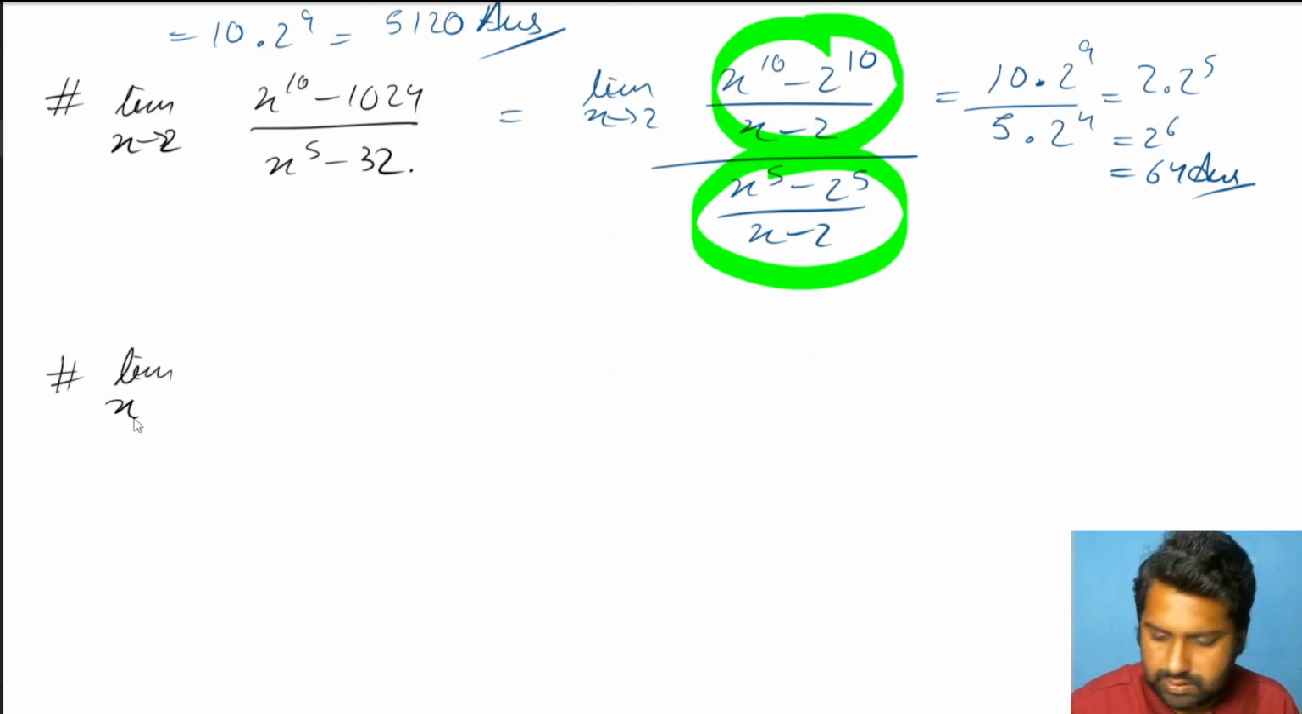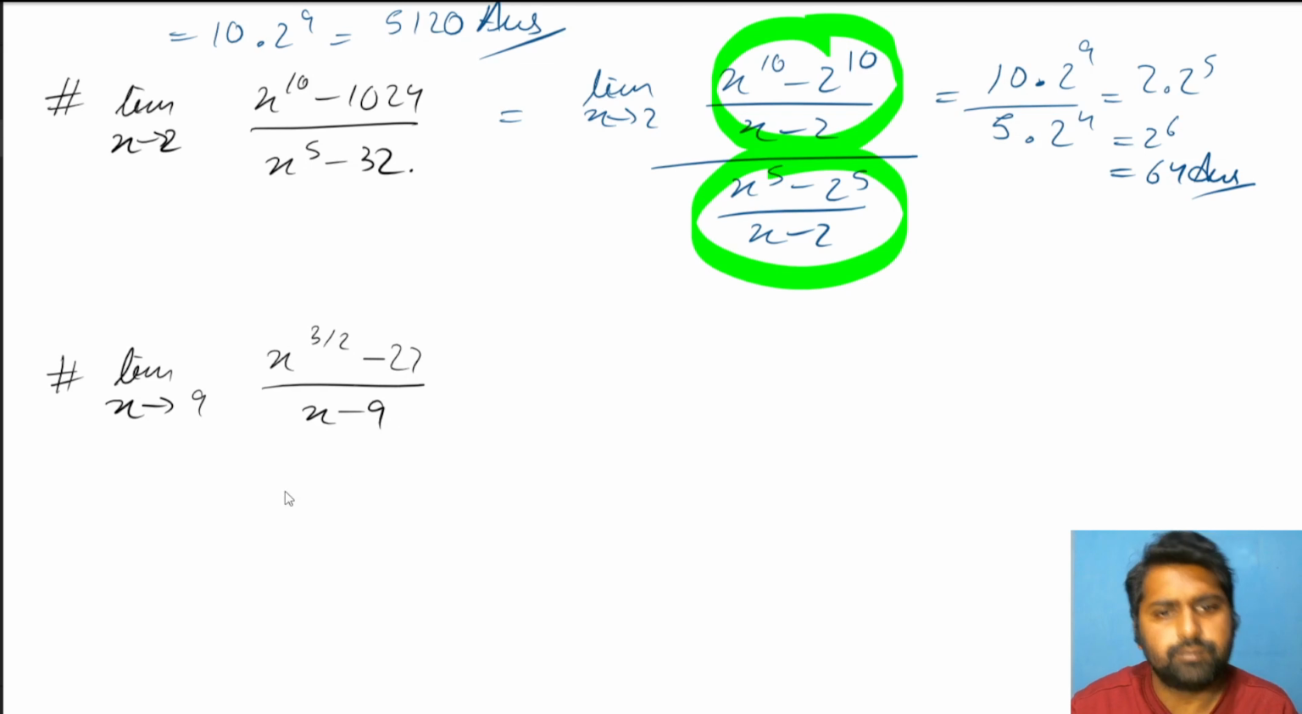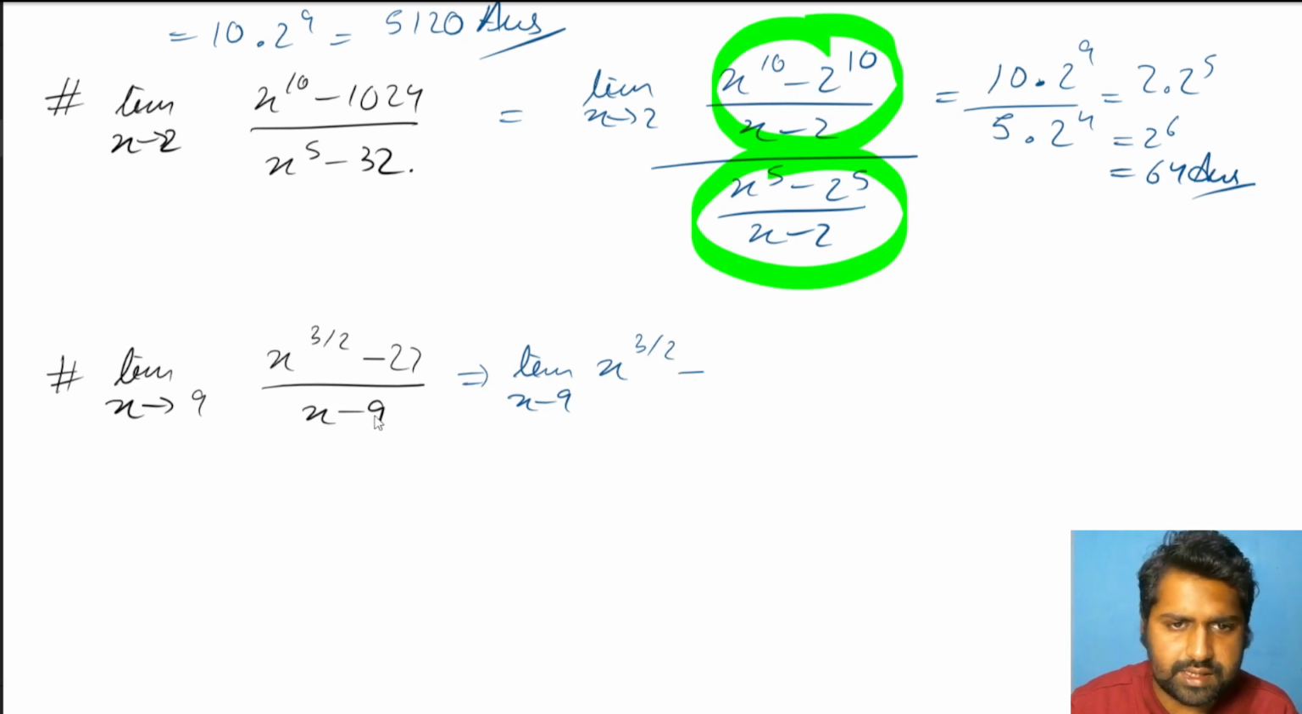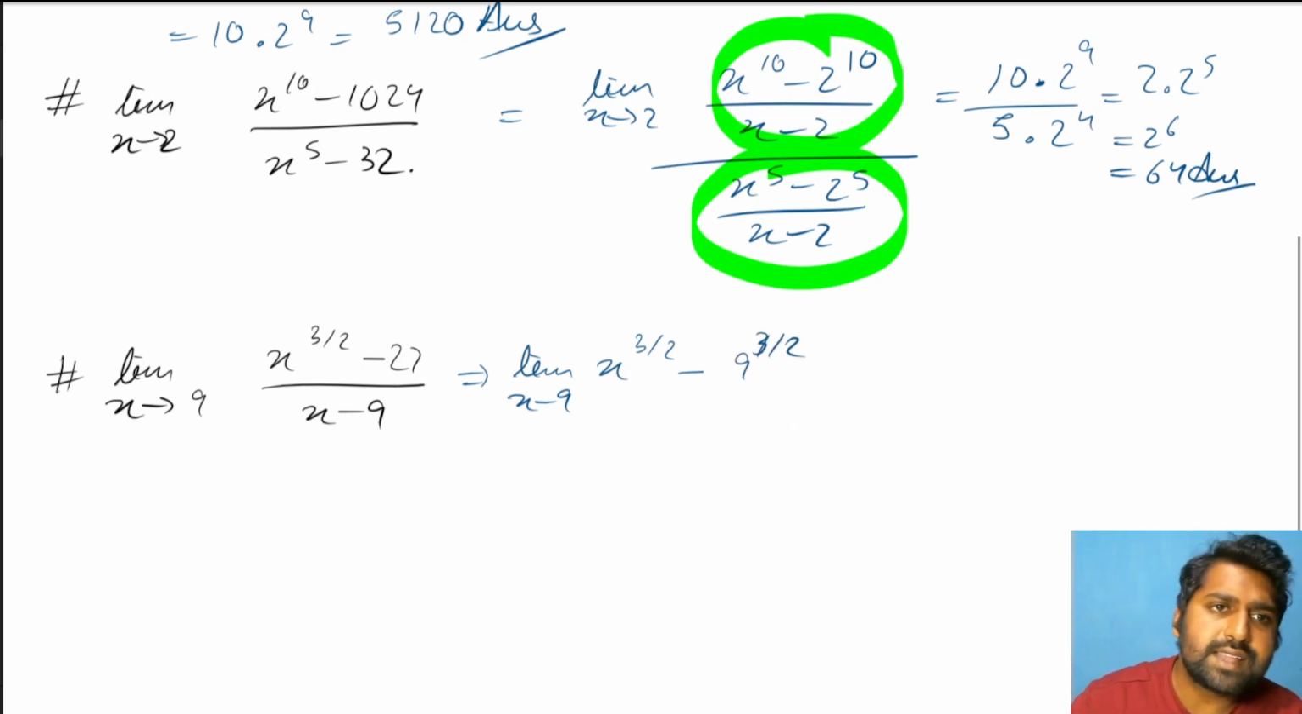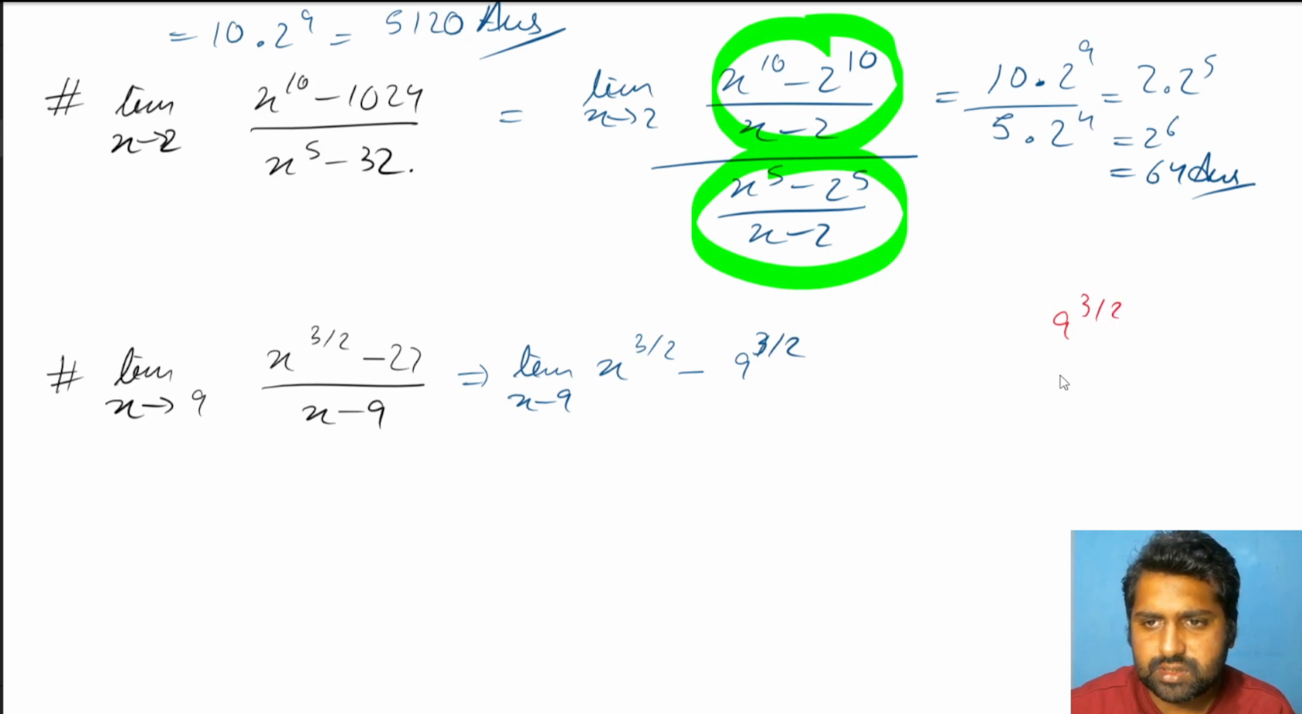Next, limit x tends to 9, this time let's take x raised to power 3 by 2 minus 27 upon x minus 9. It is looking like a standard limit, but it has to become limit x tends to 9, x raised to power 3 by 2 minus, then in the denominator, this is a, right? a is 9. So this has to be 9 raised to power 3 by 2. Now you calculate separately whether 9 raised to power 3 by 2 is 27 or not.